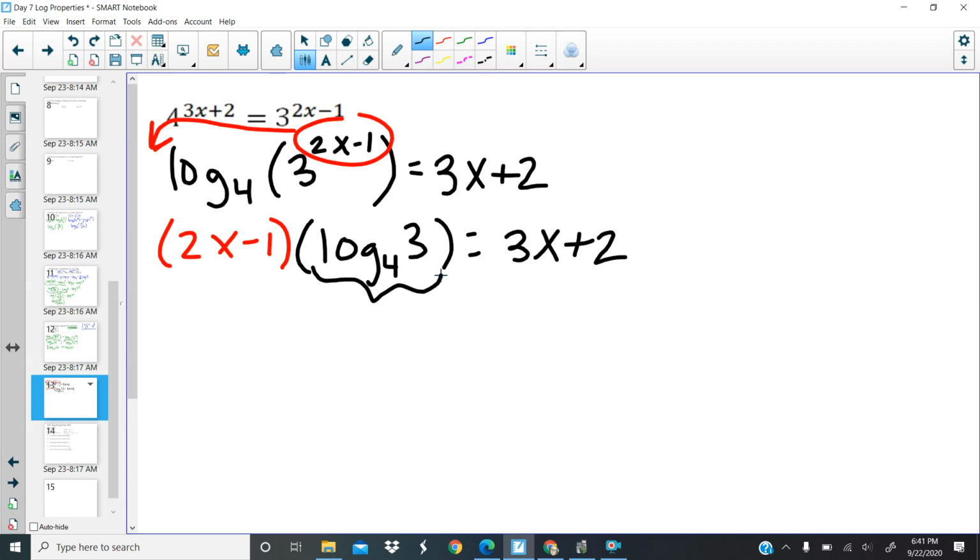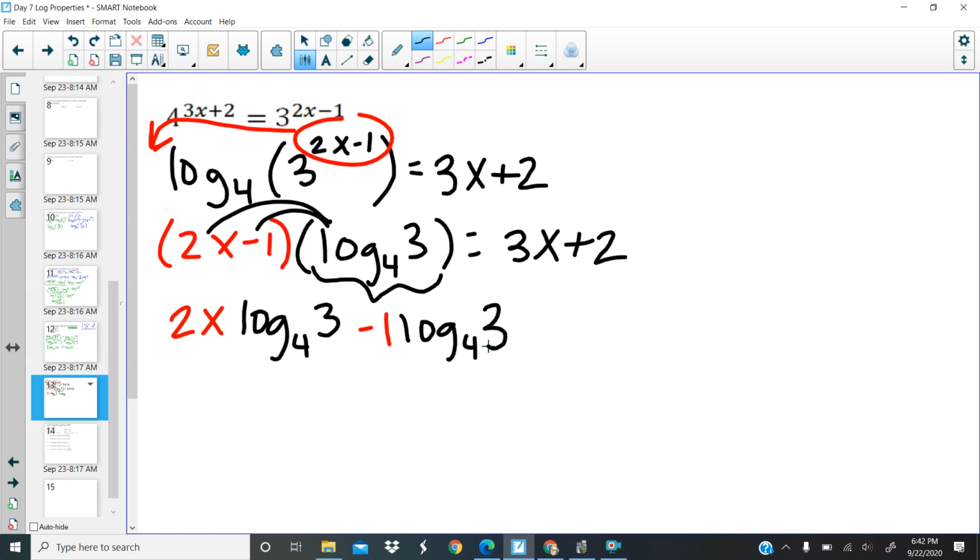I'm not going to actually calculate what that number is yet because I don't want to round at any point during this. So the first thing I'm going to do is distribute that log base 4 of 3 times the 2x minus 1. Even though it's written after it, I can still distribute that number into the 2x minus 1 because it's still being multiplied. So I'm going to have 2x times log base 4 of 3, and then minus 1 times log base 4 of 3.